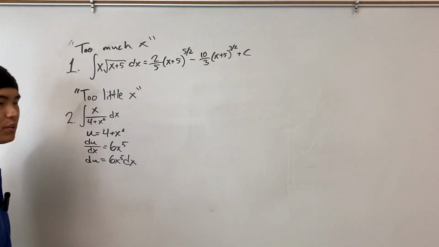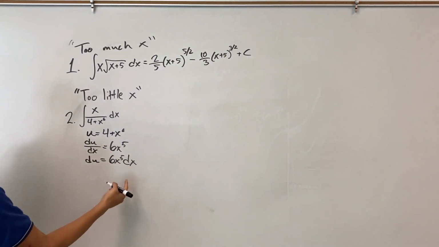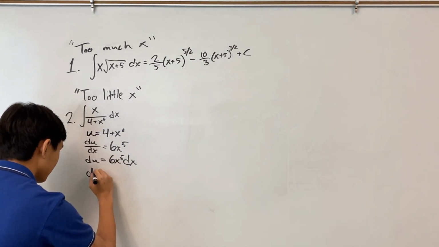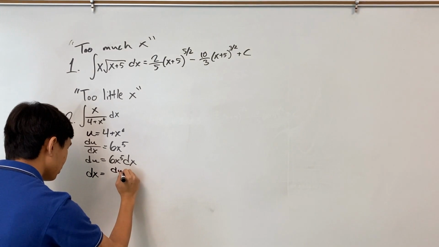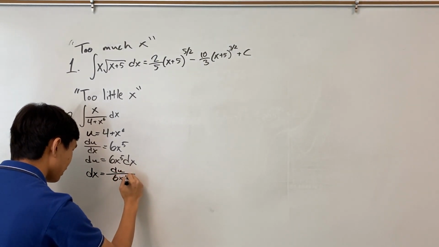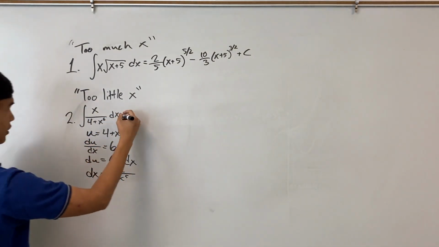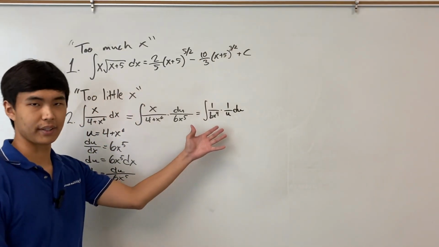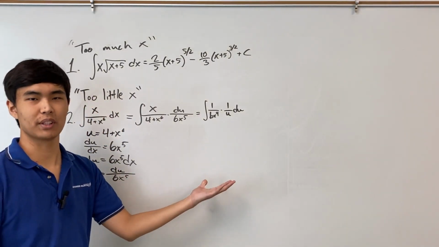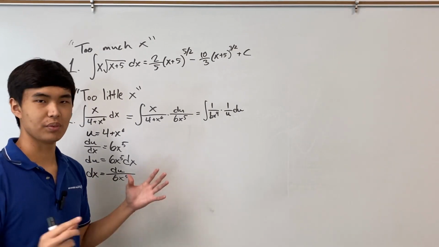What a lot of people will do here is they'll divide by 6x to the 5th to get dx equals du over 6x to the 5th. And then they'll substitute that in here. They'll end up with this, which is even more confusing than what they started with. So do not do this.